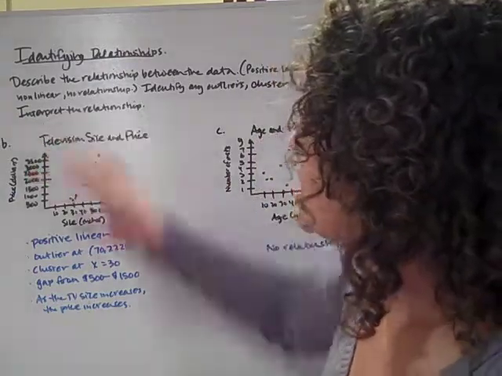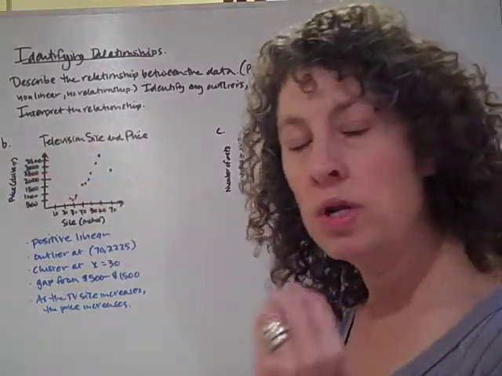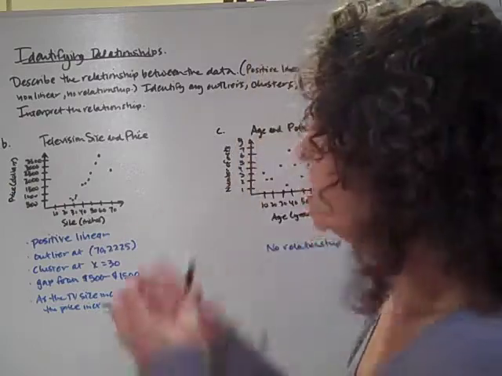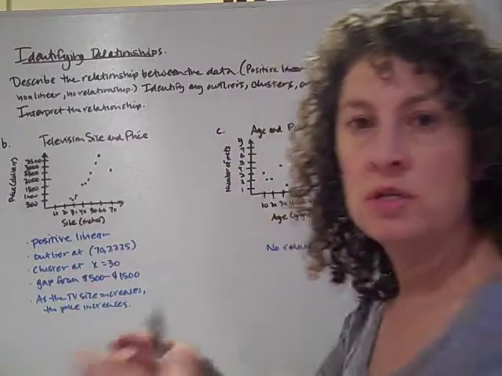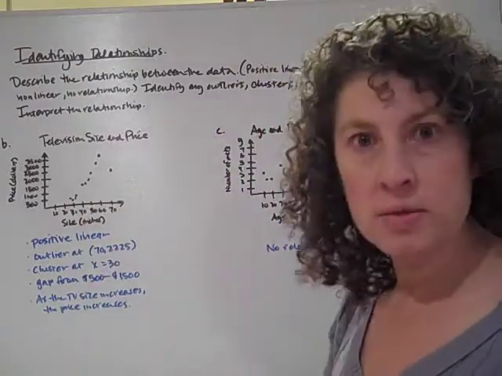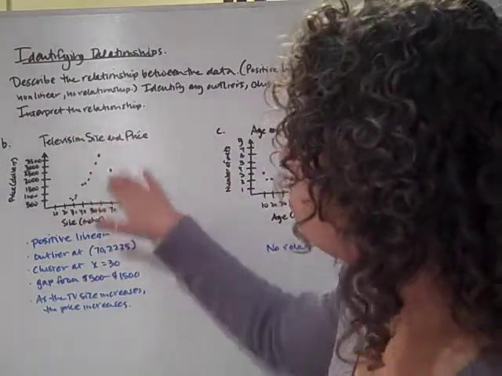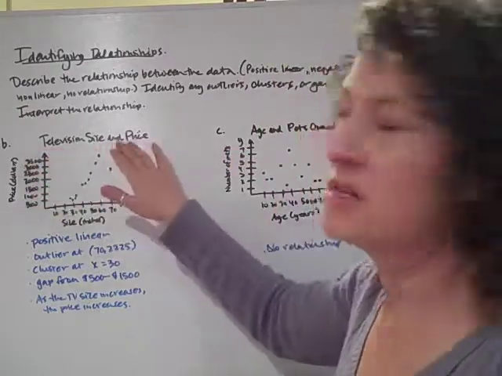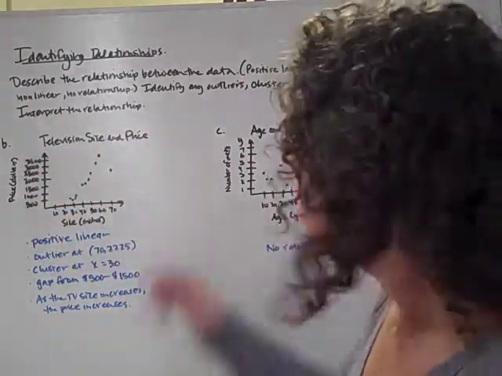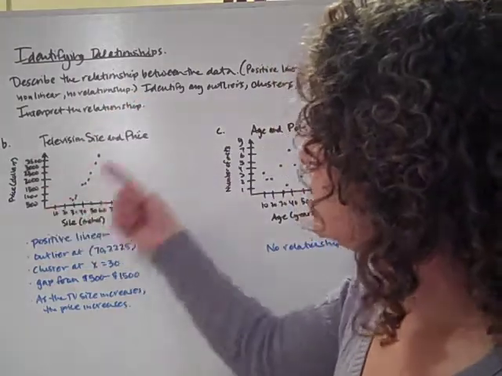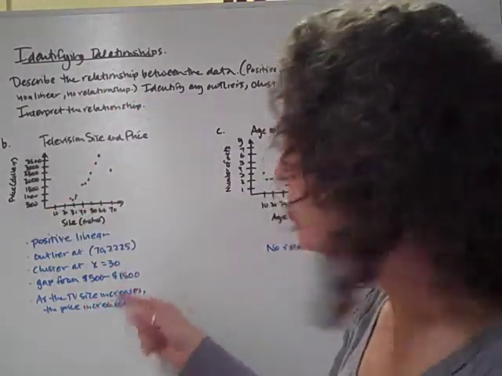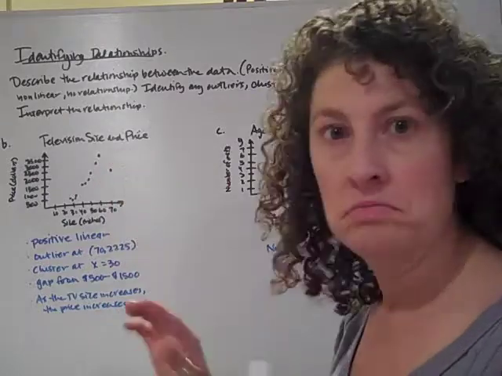And the last question, interpret the relationship. Remember, the word interpret is asking us to take it from math into English. So we're taking it from my classroom into the English classroom. What does that actually mean? What can we learn about the size and the price by looking at this graph? Going by the relationship we have here, we're noticing that as the TV size increases, the price also increases. Short and simple.